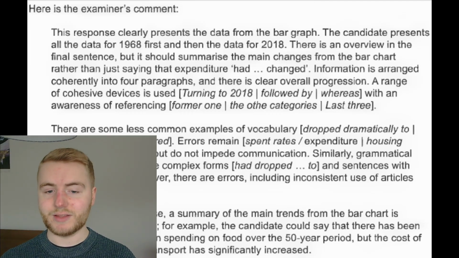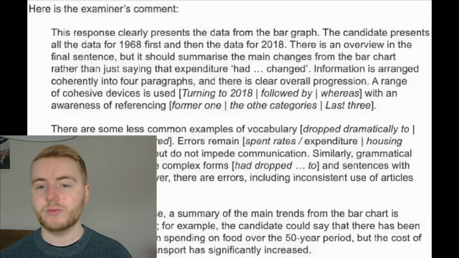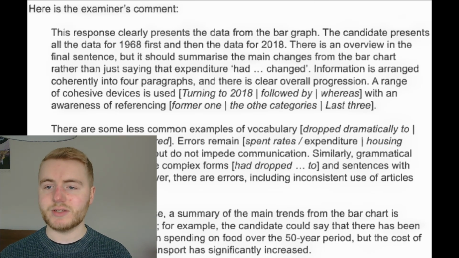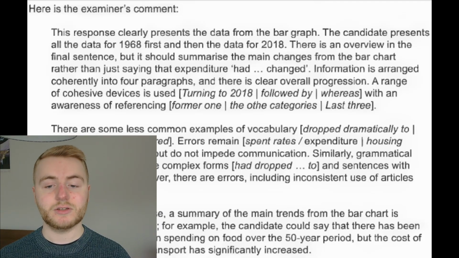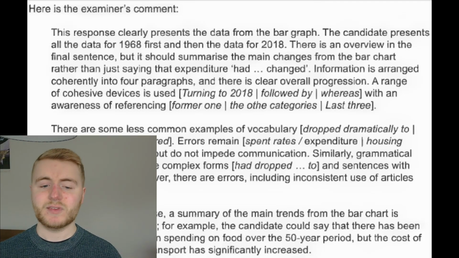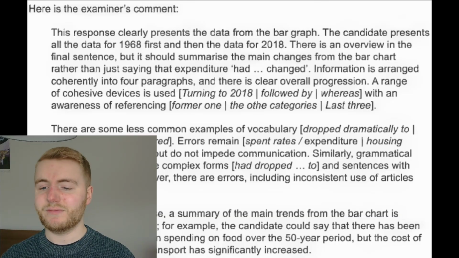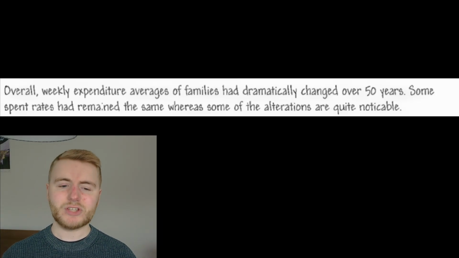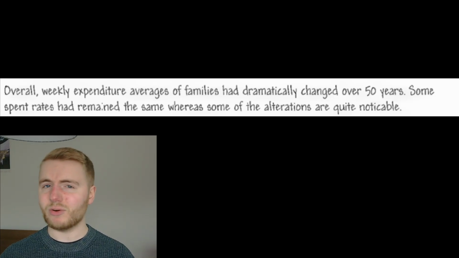Now that you're done reading them, we can see that there are some things they do well, okay? They do provide an overview, but it doesn't really summarize enough, okay? The examiner mentions that the student could have selected more main trends. They could have presented them better. For example, the student doesn't really present any main features. They only describe it in the final sentence, saying some spent rates had remained the same, whereas some of the alterations are quite noticeable.